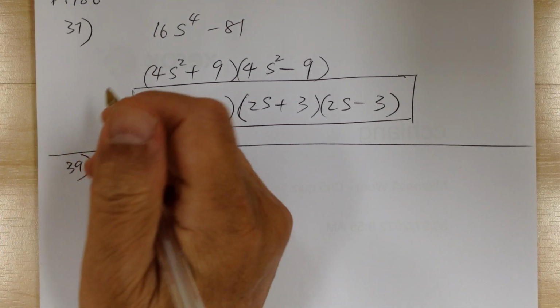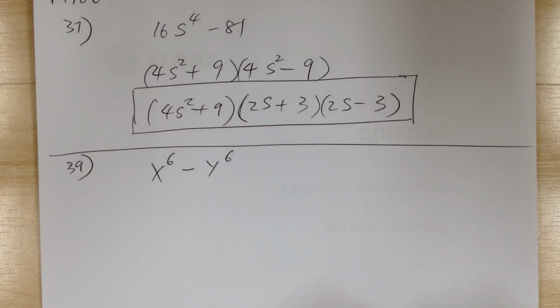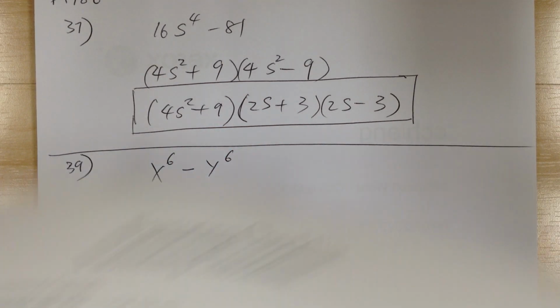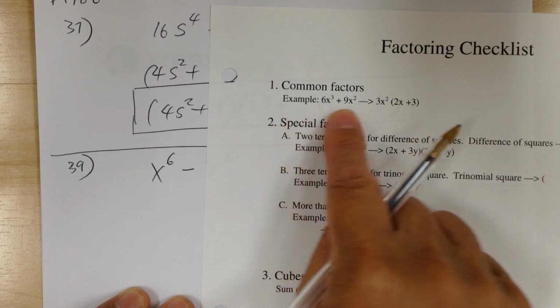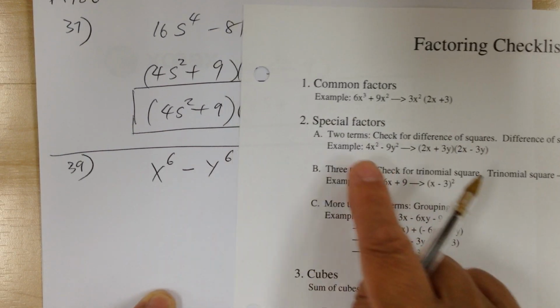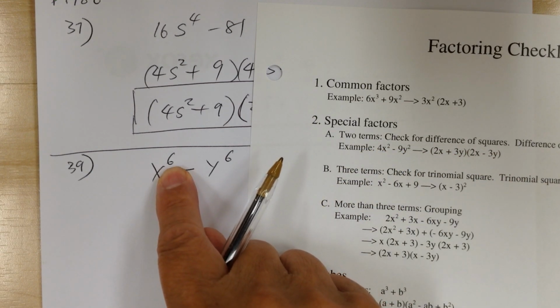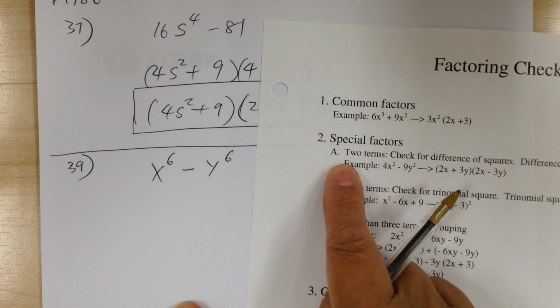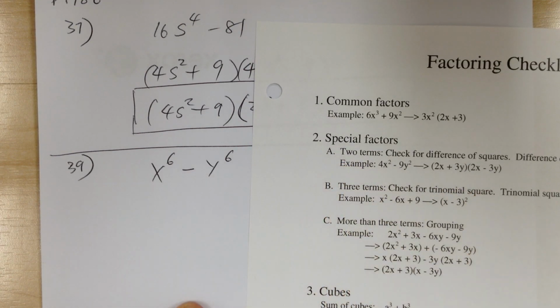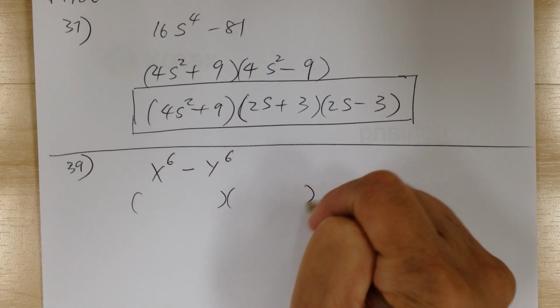Okay, number 39, you have x to the 6 minus y to the 6. So you can go through this checklist. Step 1, common factor. You cannot. Step 2, two terms, check for difference of squares. When it's an even exponent, it's a square. So yes, this is a difference of squares, so that's your special factor. That's your step 2a. So that's going to factor into conjugates first.